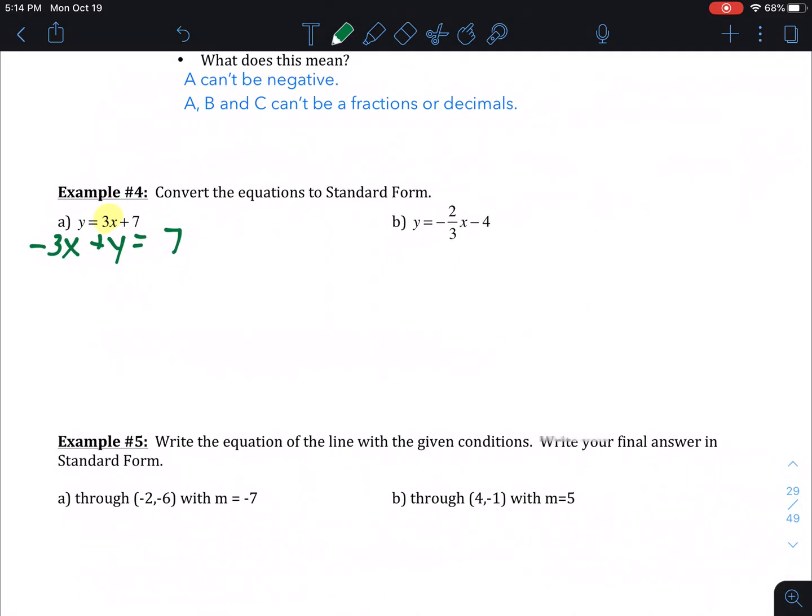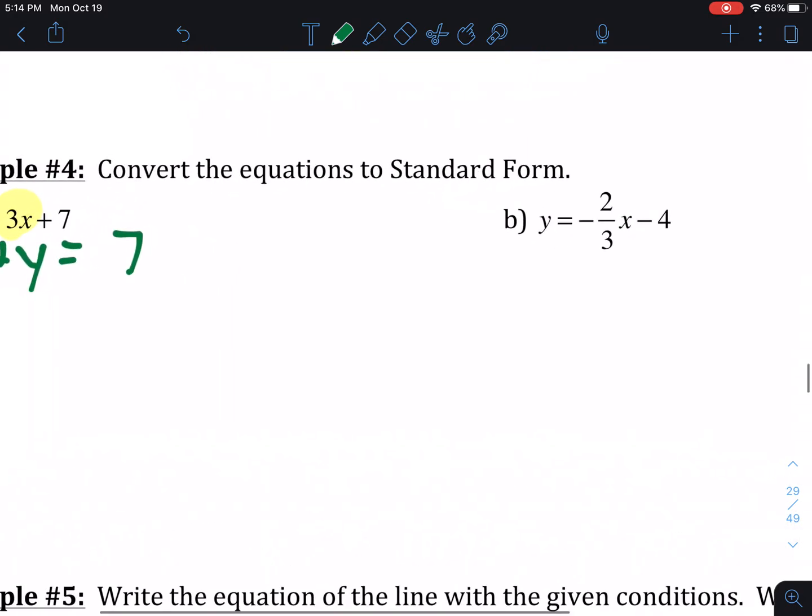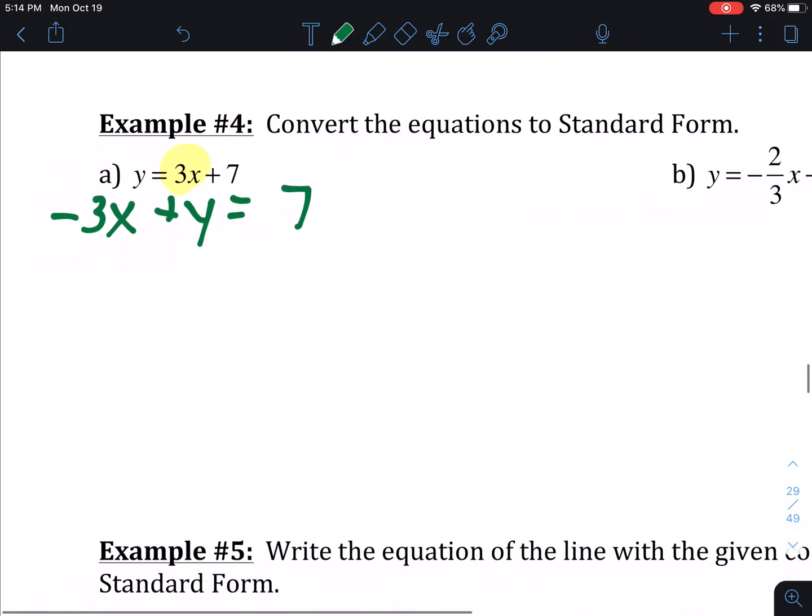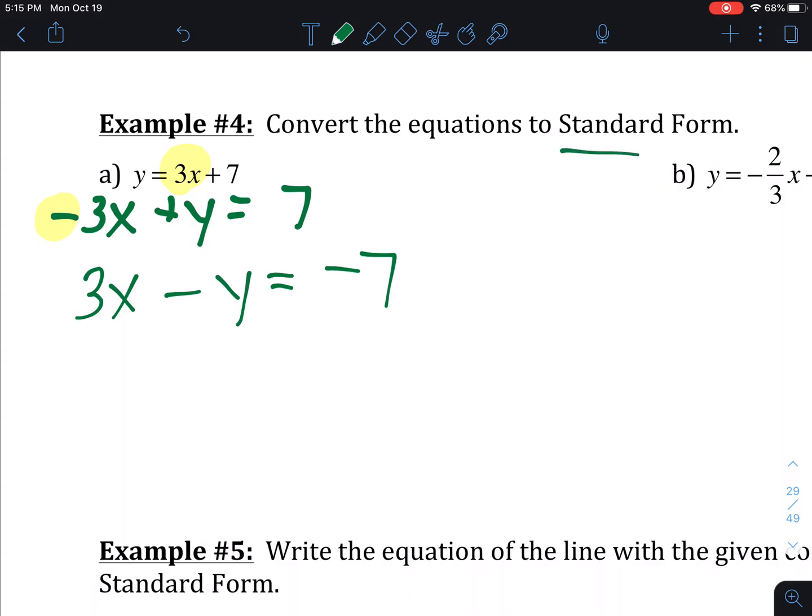Okay, so we subtract 3x from both sides. Now it's almost in standard form. What is not making this standard form is the fact that we have a negative for a. That's not okay. So it's a simple fix to convert it over. All we have to do is change the signs of everything. In other words, we just divided everything by -1. We just didn't need to show it. And there it is. There is what's called standard form.